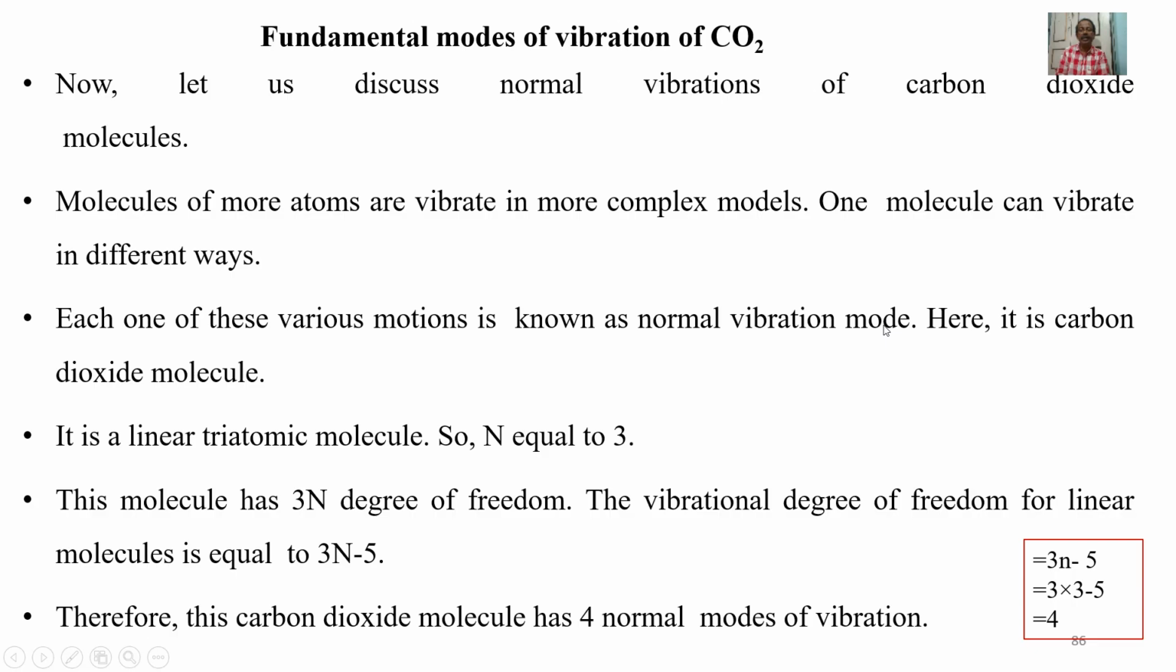Here it is the carbon dioxide molecule. It's a linear triatomic molecule, so n equals 3. This molecule has 3n degrees of freedom. The vibrational degrees of freedom for a linear molecule is 3n minus 5. Use this formula, 3n minus 5, to calculate the number of modes of vibration, which is 9 minus 5, which is equal to 4. So this carbon dioxide molecule has 4 normal modes of vibration.